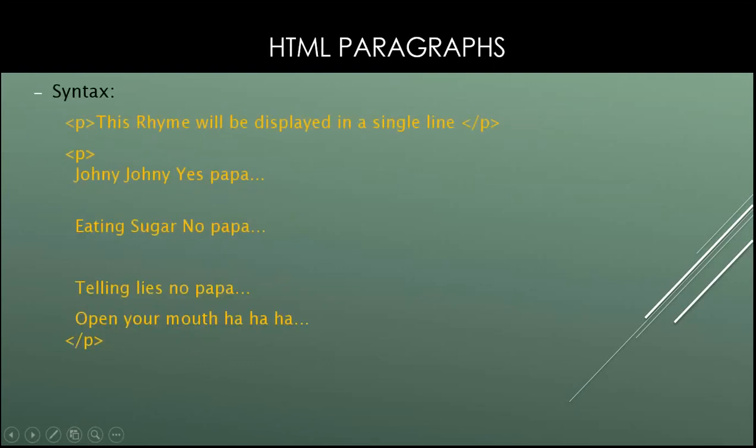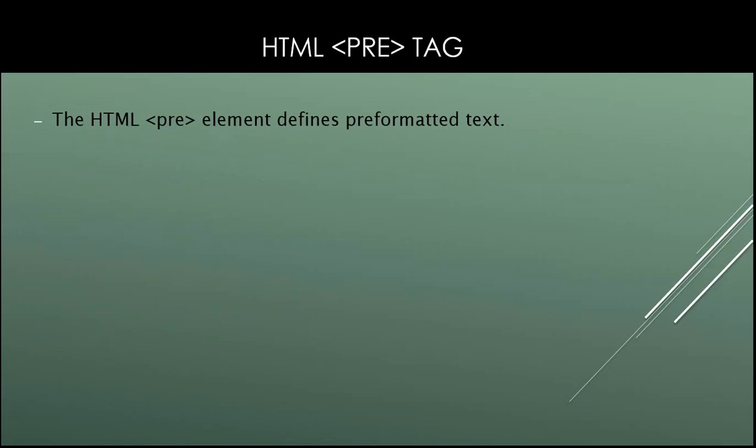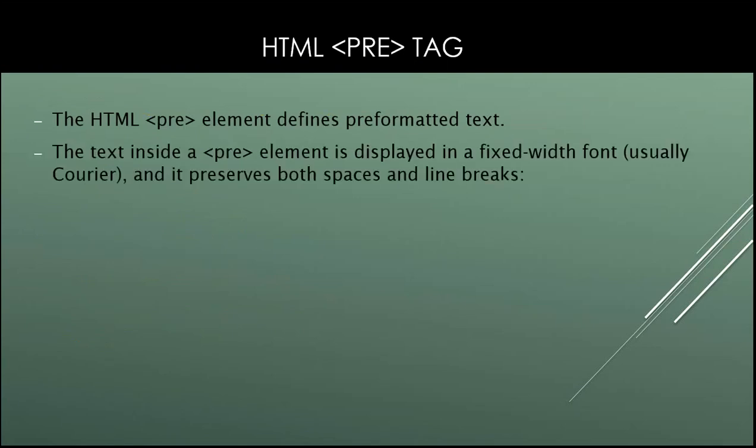But instead of that, if we use the HTML pre tag, then it preserves the spaces and the line breaks. And when we use the pre tag, generally the displayed paragraph will be shown in a fixed width font, and usually that will be a Courier font.